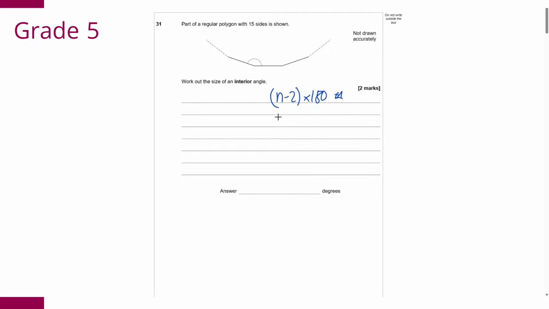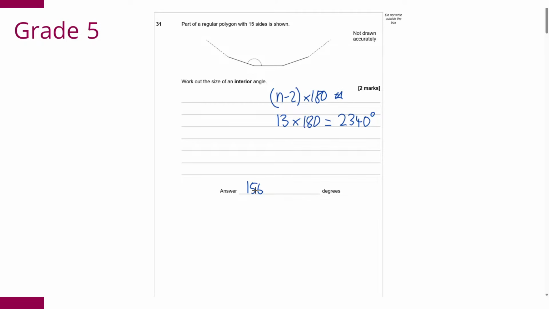Okay. 15 sides means there's going to be 13 triangles. So we're doing 13 times 180. We've got a calculator. 13 times 180 gives you the fact that all of the interior angles add up to 2,340. Okay. And then divide that by 15. Tells us that one angle is 156.